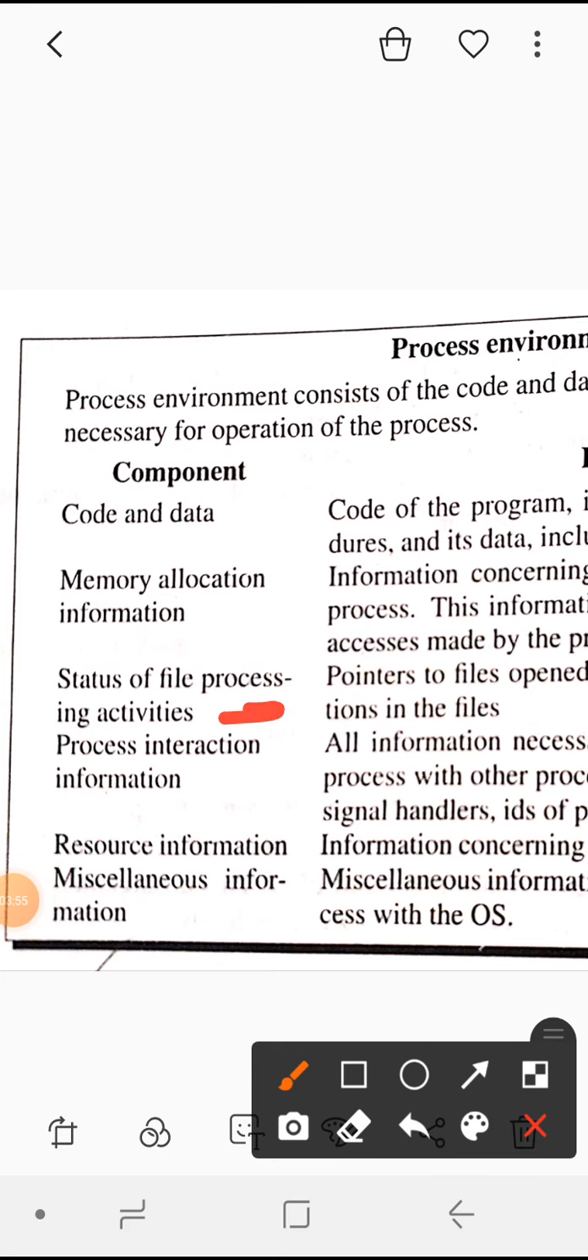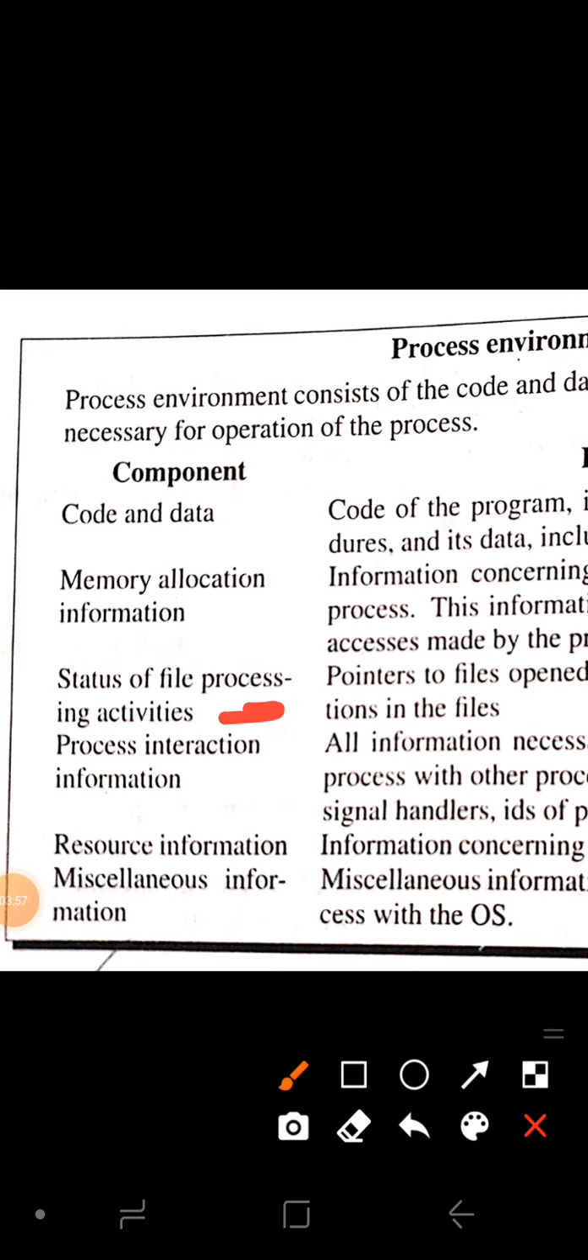Status of file processing activities is nothing but the pointers to files opened by the process and the current position in the files. So what are the different files opened by the process? We need a pointer to state it. That is what we mean by status of file processing activities. Next we have process interaction information. It is all the information necessary to control the interaction of the process with other processes, for example inter-process messages, or IDs of parent and child processes.